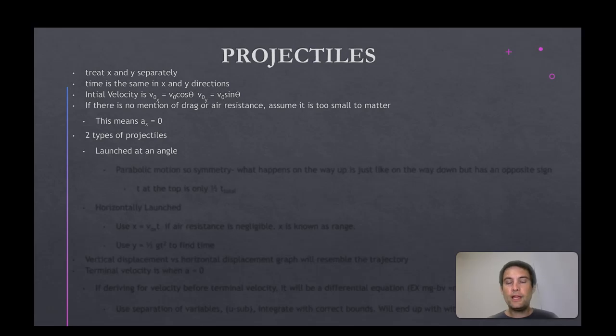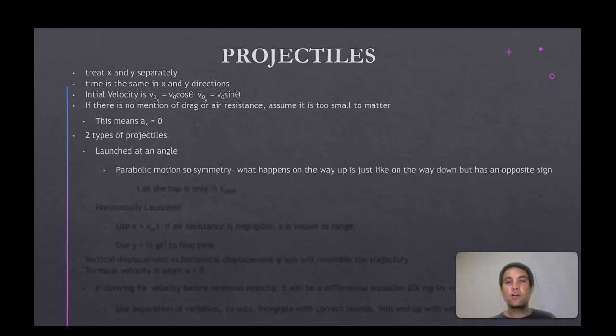First one is an object that's launched at an angle. For that, draw the trajectory. That trajectory is going to be parabolic, which means we have symmetry. So whatever happens on the way up is going to happen on the way down, but opposite direction. That also means if you calculate the time at the top, where v y equals 0, that is only half the time, so we still have to double it for the total time.